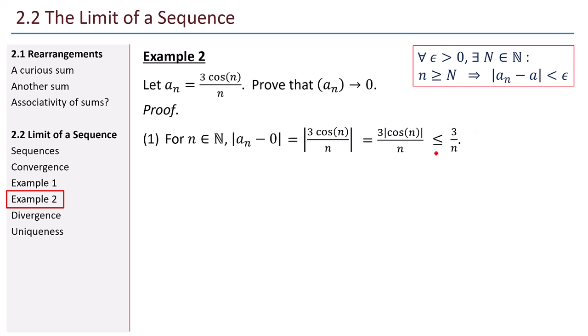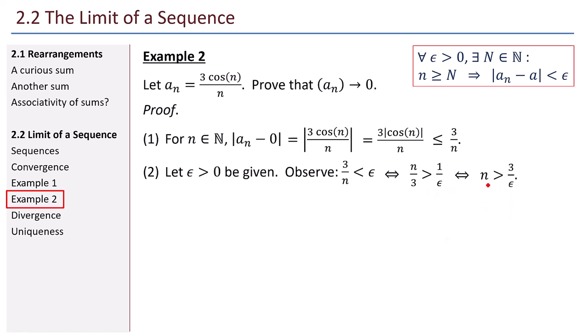And so now, for the next step, I'm thinking to myself, if some epsilon is given to me, how big does that little n have to be to make 3 over n less than epsilon? So let's answer that. Let epsilon greater than 0 be given. Observe. 3 over n is less than epsilon precisely when n over 3 is greater than 1 over epsilon. I'm not there yet. Precisely when n is greater than 3 over epsilon.